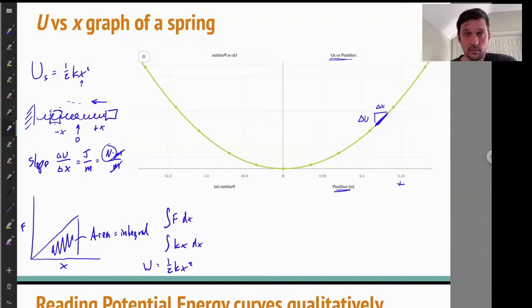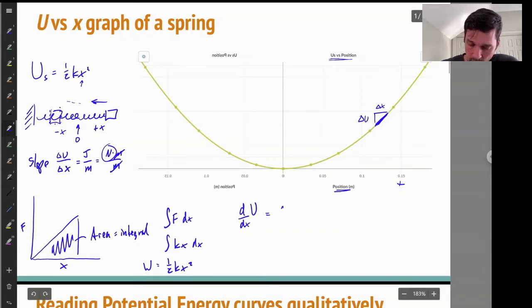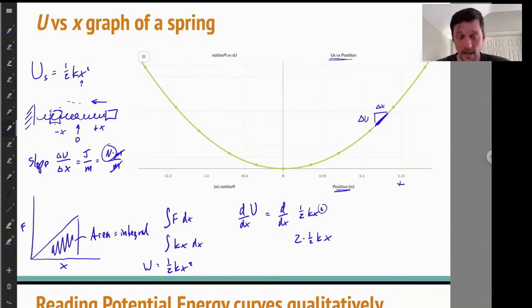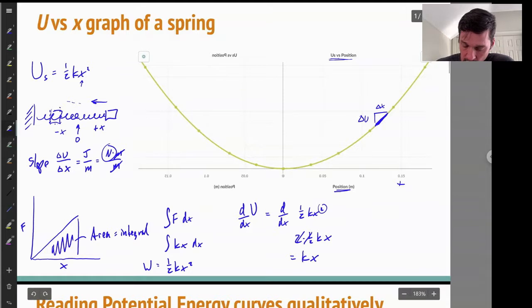Well, the reverse process of integrating would be taking the derivative. The derivative of the potential energy with respect to position would be the derivative of 1/2 kx squared. Well, when we take the derivative, we use the power rule. So we have x to the second power. We bring that out front as a coefficient. So we get 2 times 1/2 times k times x, and we reduce that power by 1. So 2 minus 1 is 1. X to the first power is x. 2 times 1/2 cancels out, and we get kx. Fascinating. kx is the force. That's the magnitude of the force.